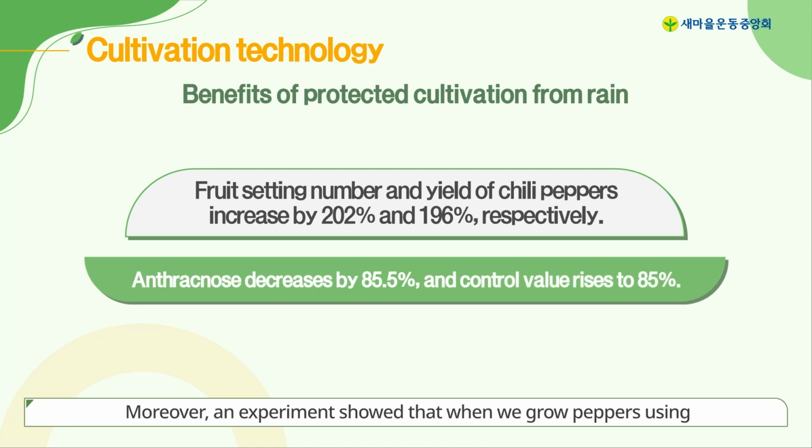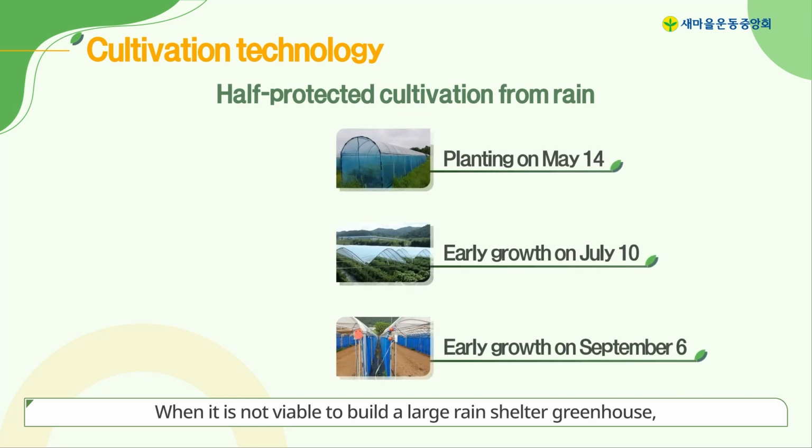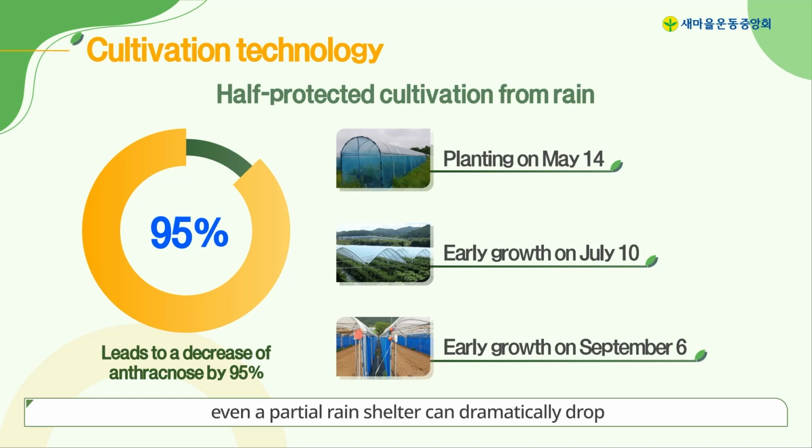Moreover, an experiment showed that when we grow peppers using rain-proof cultivation techniques, crops are shielded in summer when it rains a lot in Korea, resulting in an 85% reduction in the incidence of anthracnose over non-rain-proof cultivation, while farms that use pesticide against the disease see the incident rate jump more than 85% compared to rain-proof cultivation. When it is not viable to build a large rain shelter greenhouse, even a partial rain shelter can dramatically drop the anthracnose incidence and increase production by 20 to 30% in Korea.